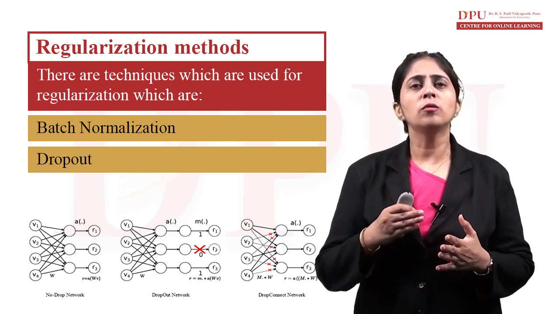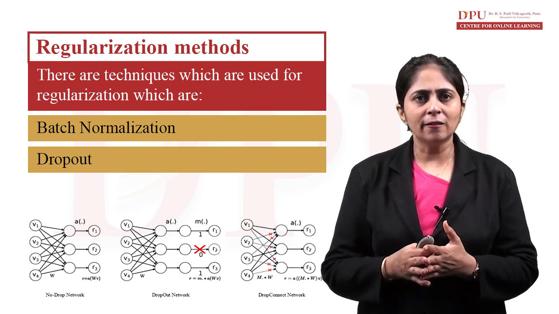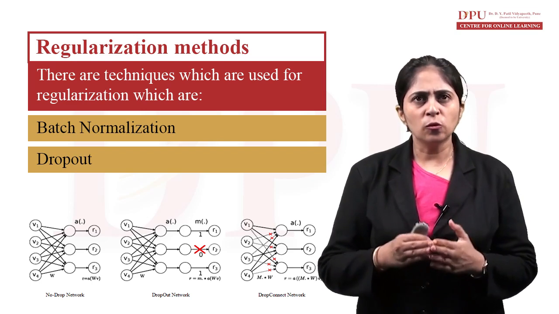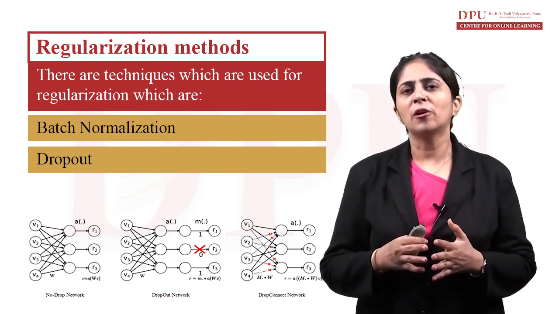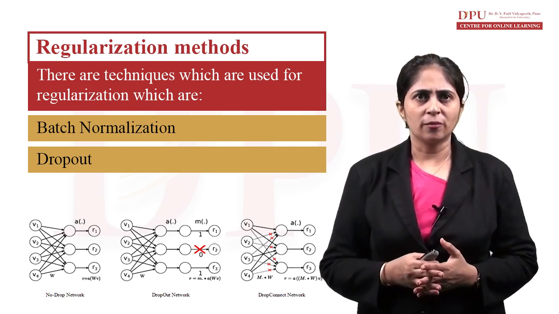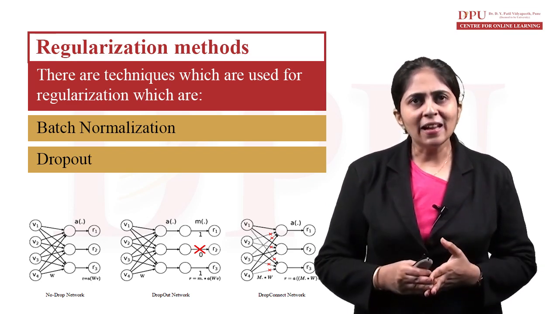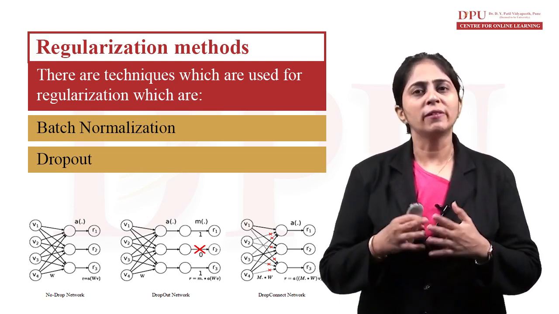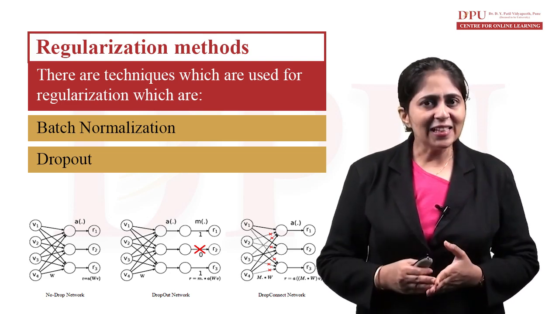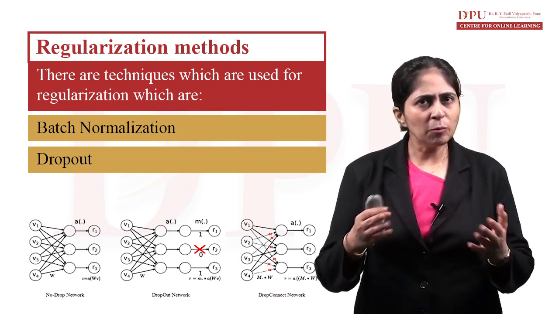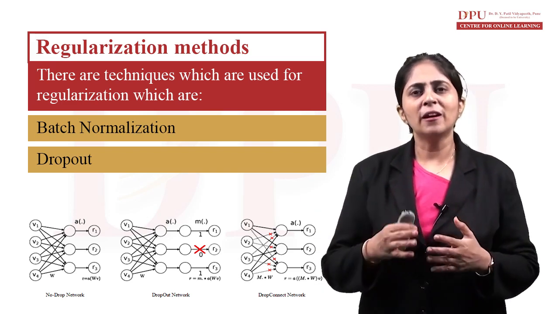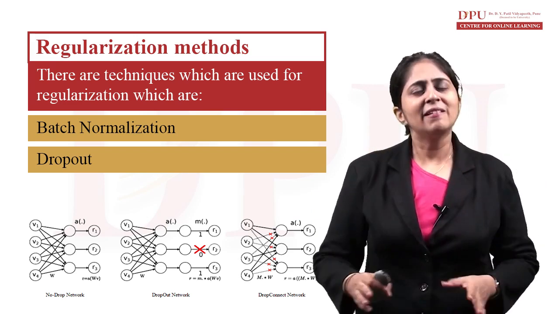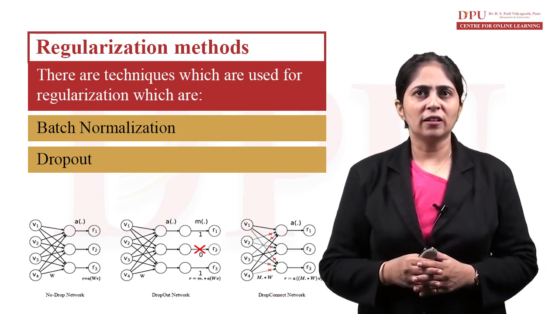How does it help to reduce the interdependent learning among the neurons? A single model can be used to simulate having a large number of different network architectures. How? By randomly dropping out the nodes during training. When we are trying to train a neural network, a single model can be used to simulate a larger number of different network architectures by simply randomly dropping out the nodes during the training.